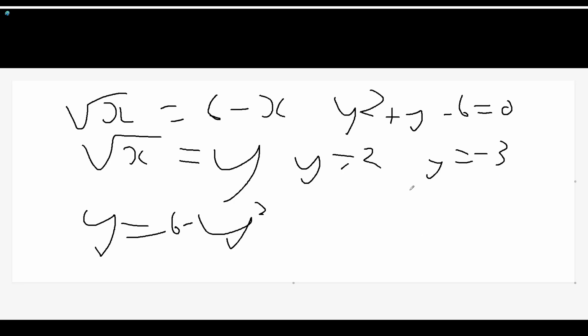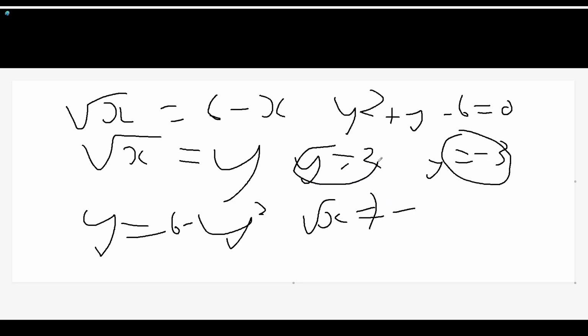Okay, now the one thing you've got to be aware of when you're doing this is that because y is equal to a rooted number, which is root x in this case, root x cannot equal a negative number, which means that this solution cannot be negative 3, so this is your only actual root. Now this is how you have solved this equation.